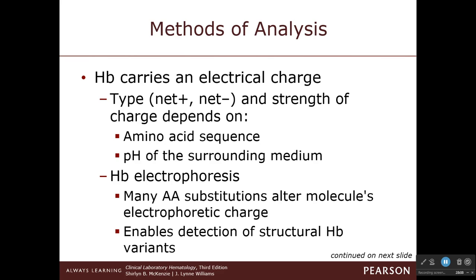Okay? Now pH changes things, right? So remember, well, I don't know if I told you guys this. Three things affect proteins, okay? Heat, pH, and radiation, okay? They change proteins, all right?